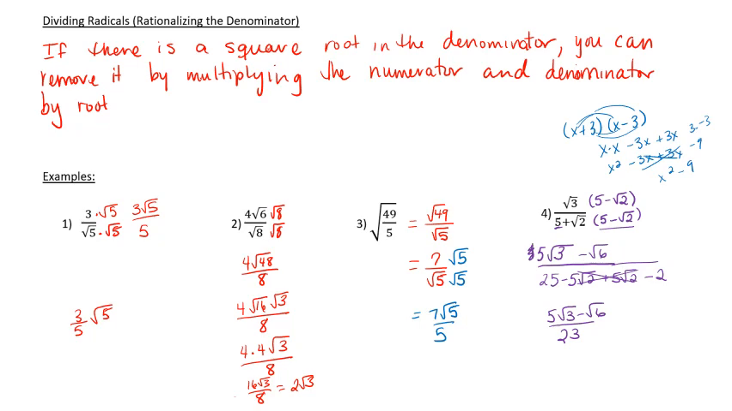So you can multiply and divide radicals to simplify them. When you multiply, you multiply coefficients together, radicands together, and then simplify. For dividing, we're trying to get rid of the radical on the bottom, so we call it rationalizing the denominator. You multiply top and bottom by the same thing, either the radical or the conjugate of your expression.